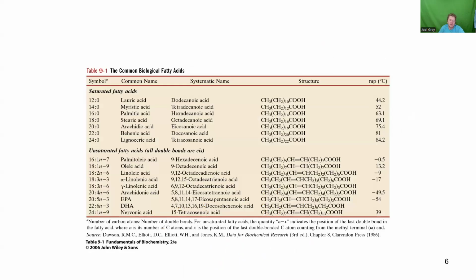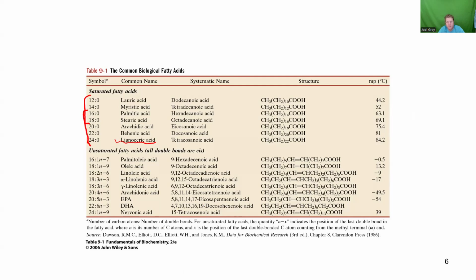Now, here what we see is a table of common biological fatty acids. What I'd like to draw your attention to is on the left-hand side here, we've got our saturated fatty acids. They range from 12 to 24 carbons. Your most common ones are going to be 16 and 18 carbons long. Saturated fatty acids have no double bonds. So they're going to have 18 colon 0, 22 colon 0. They all have common names in this column. For instance, stearic, arachidic acid, behenic, lignoceric acid.